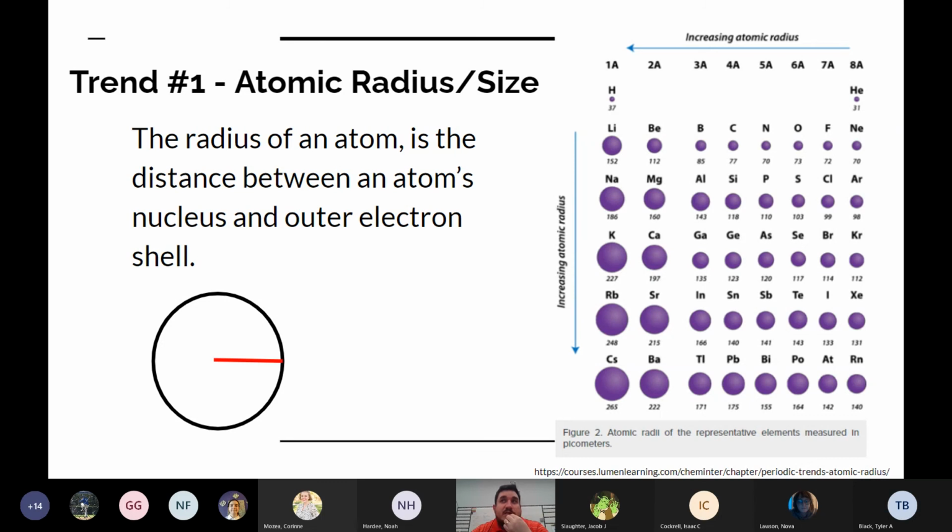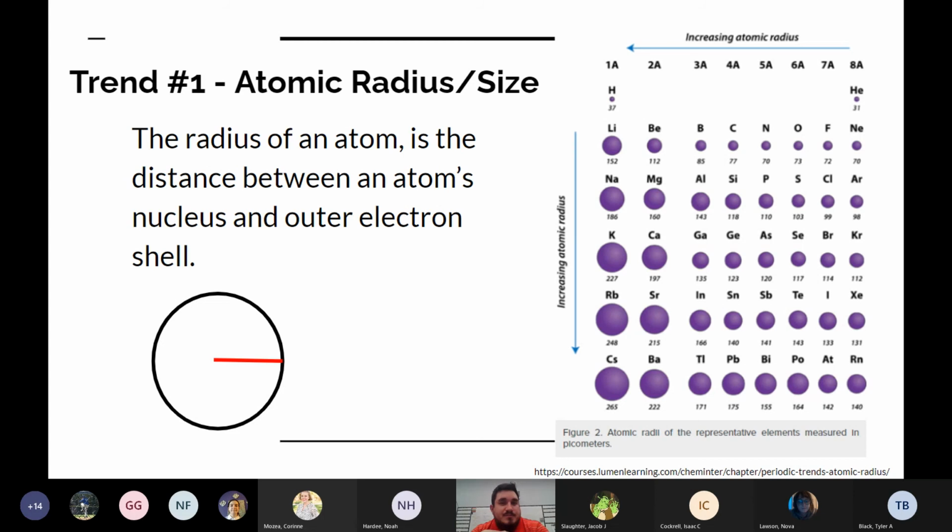Right? The second row only has 2 rings for the electrons. Remember, we draw them with 2 rings. So you're not adding more rings. It's not getting bigger. I don't care how many electrons you put on there, it's not going to get bigger for the second row.